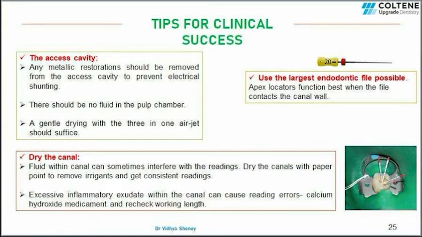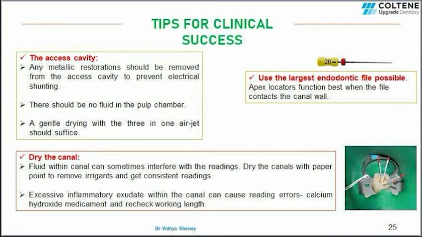Firstly, when the access cavity is made, make sure that all the metallic restorations are removed. We have to do this in order to prevent any short circuit from happening. Next, extirpate the pulp. After that, make sure that there is no fluid in the pulp chamber. For this, you can use the 3-way syringe and gently dry the pulp chamber. Then use the largest endodontic file possible to measure the working length. What I mean is, use a file which will contact all the walls of the root canal. That will give the best result using apex locators.